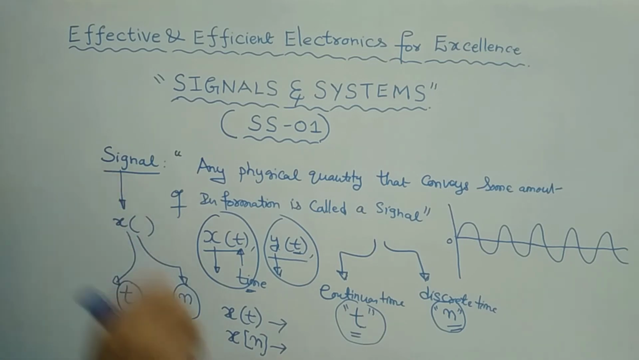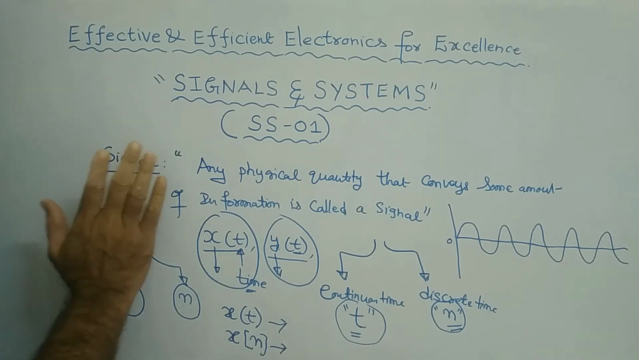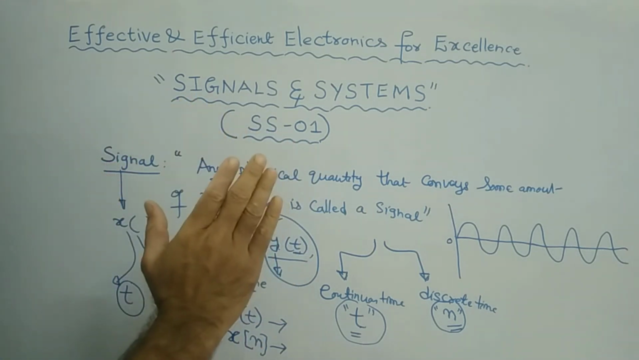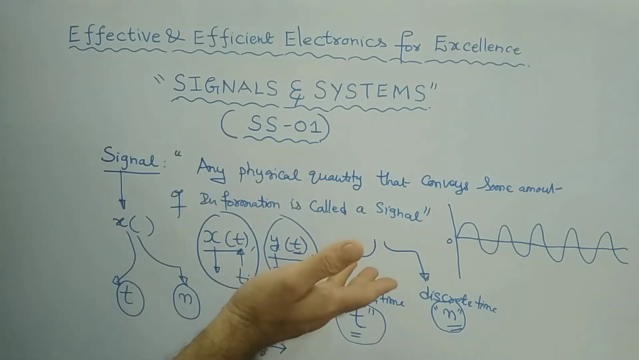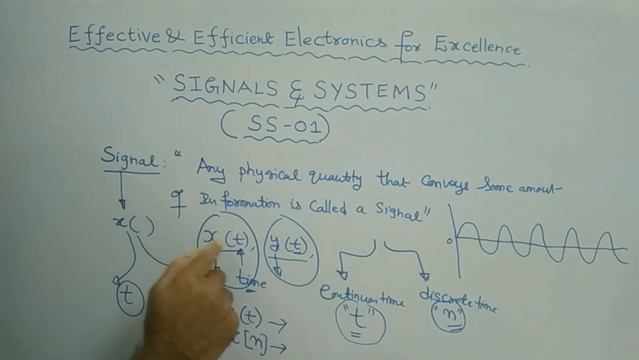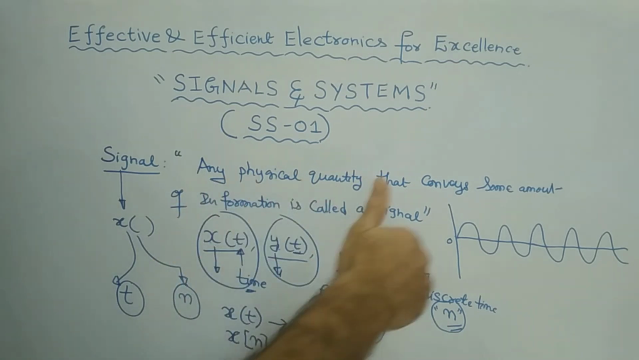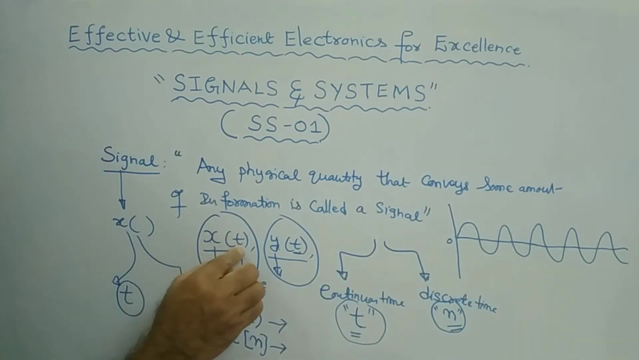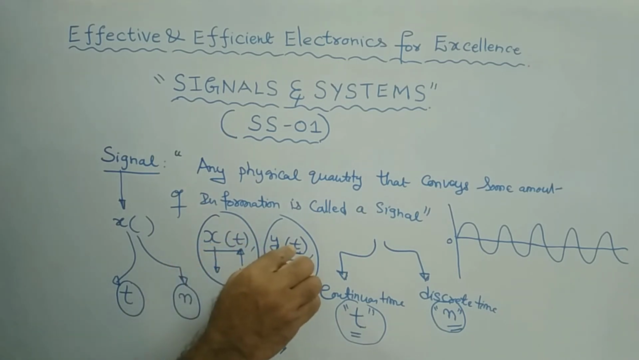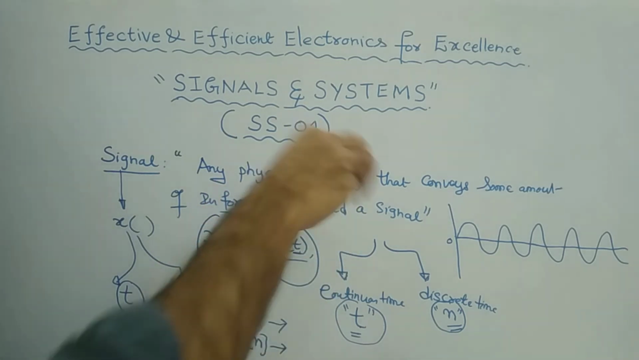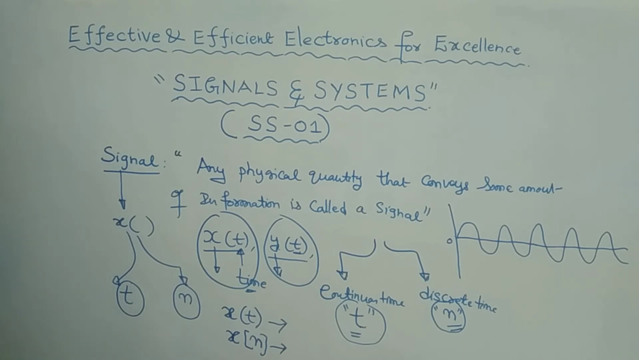Therefore, this is the very basic information about the signal. I think you are getting this. Clear? A signal is nothing but a physical quantity that conveys some amount of information. A signal is denoted by either x of t or y of t, or sometimes x of n or y of n. X of t and y of t are the representation for continuous time signals, whereas x of n and y of n, with a small n, are the representation for a discrete time signal. Clear? This is the basic definition of a signal.